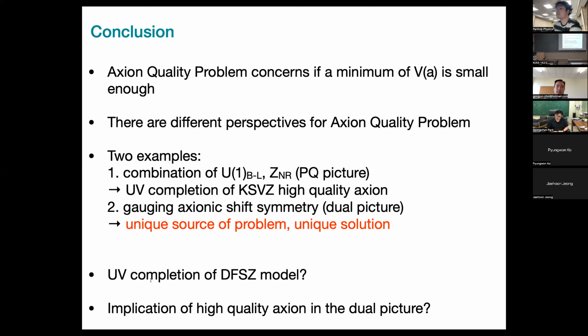Okay, so let me conclude this talk by giving you just two outlooks. I have been talking about the KSVZ axion scenario, but can we talk about the same story in the DFSZ model? Can you address the axion quality problem based on existing well-known symmetries, motivated by other BSM issues? And can we talk about a UV completion of the high quality DFSZ axion? That can be a question. Another question I want to ask is what would be the phenomenological implication of this high quality axion in your picture? What interesting phenomenology can we have?